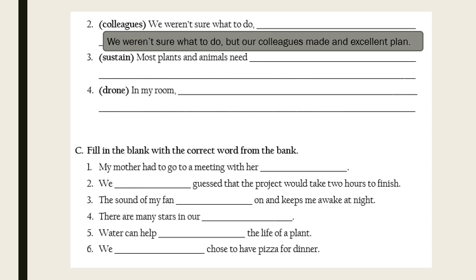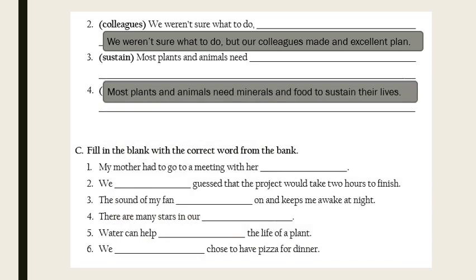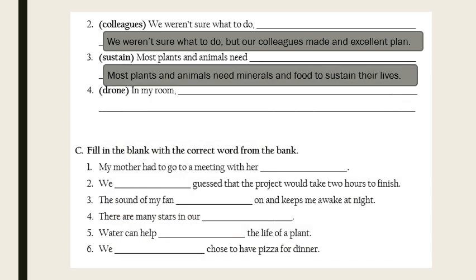Three, I have to use sustain, but let's read the beginning of the sentence. Most plants and animals need what? What do they need? Food and water. Why? To sustain their lives. Okay, most plants and animals need minerals and food to sustain their lives.